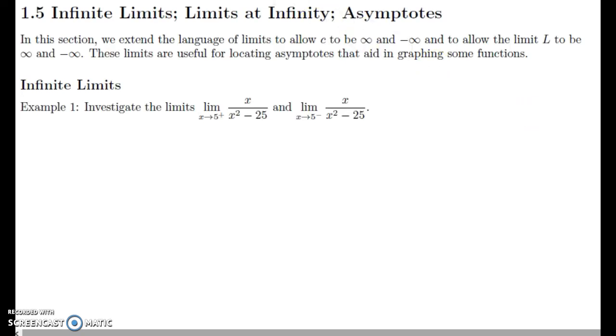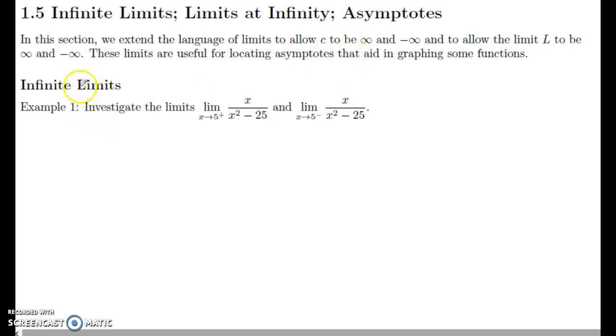Section 1.5 Infinite Limits at Infinity, Asymptotes. In this section, we extend the language of limits to allow c to be infinity and negative infinity. We also allow the limit L to be infinity and negative infinity. These limits are useful for locating asymptotes that aid in graphing some functions.